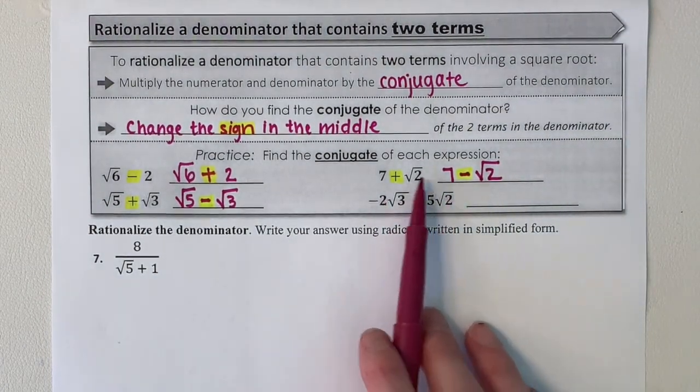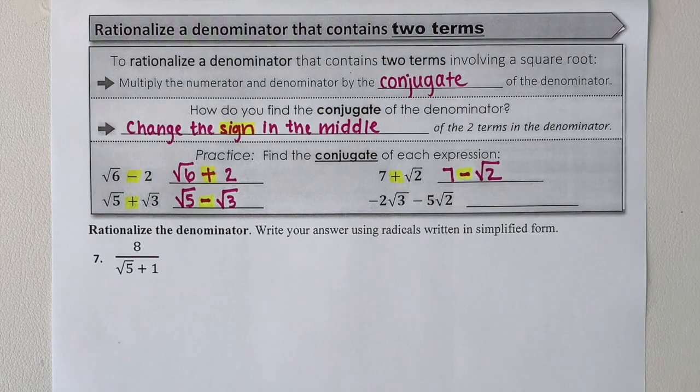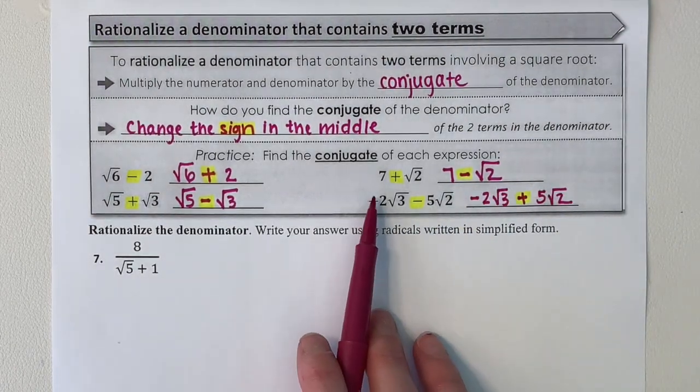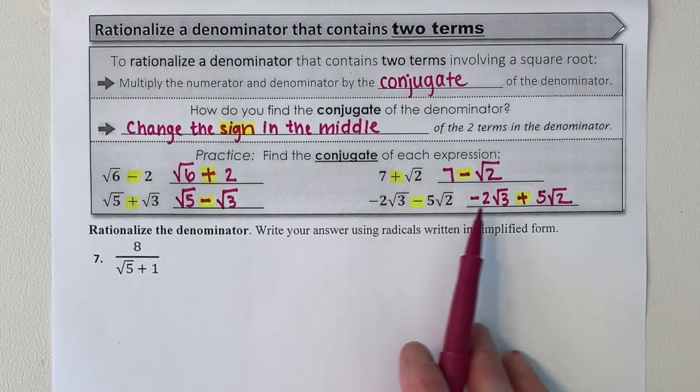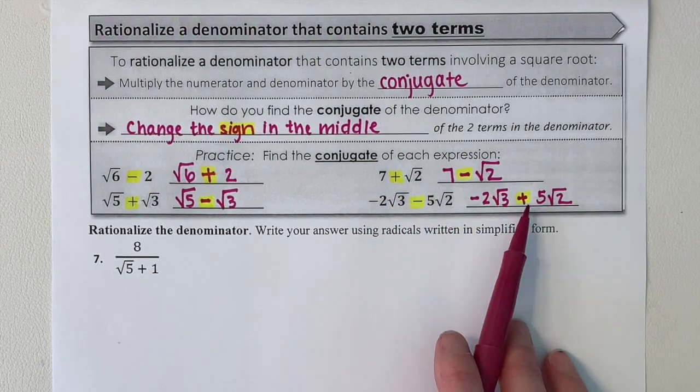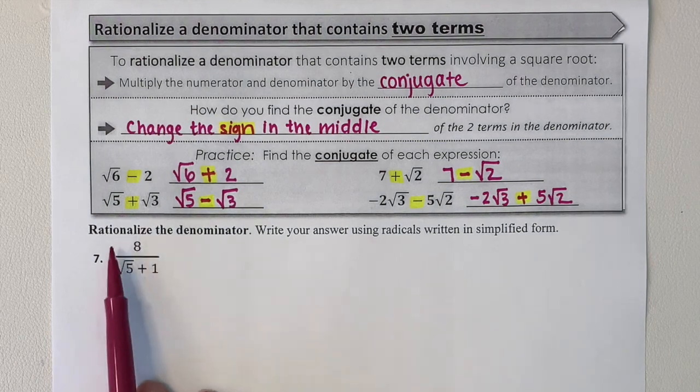To find the conjugate of this expression, we copy it down exactly, but we change the sign in the middle. Notice we didn't change this sign. When you're making conjugates, you only change the sign in the middle. Now let's take a look at this problem here.